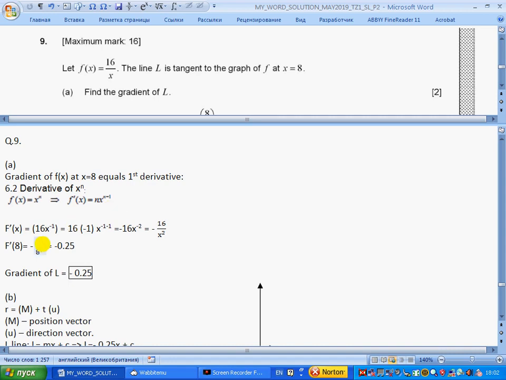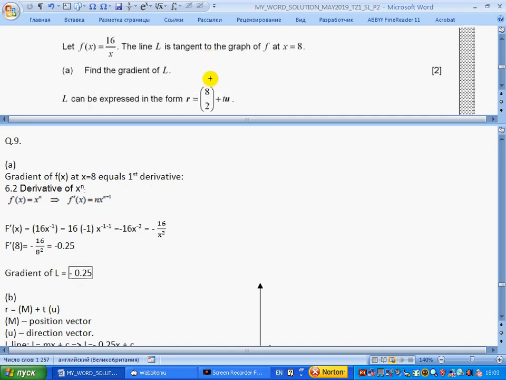We rewrite our function in exponential form with a negative exponent, so it is 16x^(-1). To find the derivative, n equals minus 1, so minus 1 minus 1 is minus 2, giving minus 16 over x squared. The value of this derivative at x equals 8 will be minus 0.25. It means the gradient of L at this point is minus 0.25.